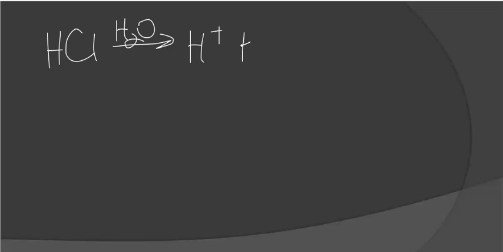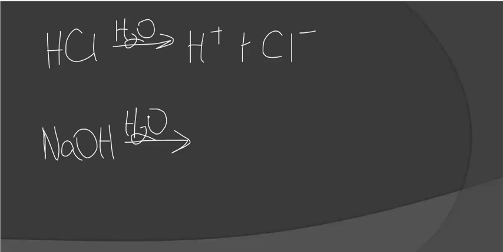If I have HCl, which is a strong acid, I put it in water, it completely breaks apart into H plus and Cl minus. It's a complete dissociation. So 100% ions in solution. Same thing with a base. If I have NaOH, which is a strong base, and I put it in water, it completely ionizes in water, which means I have 100% ions, 100% Na plus and OH minus.